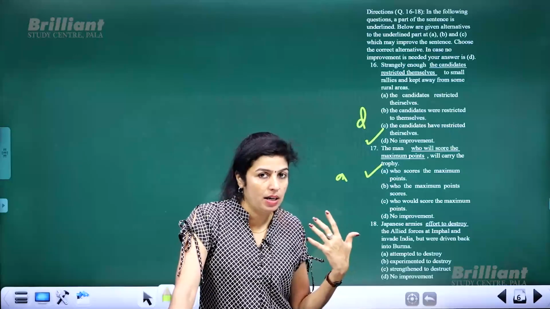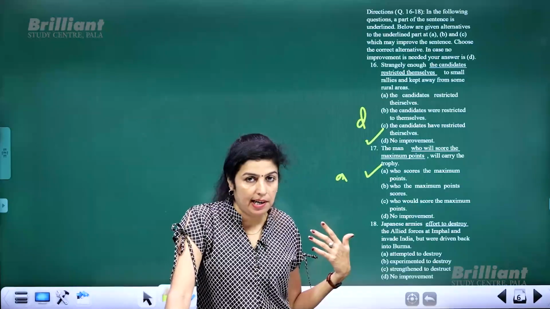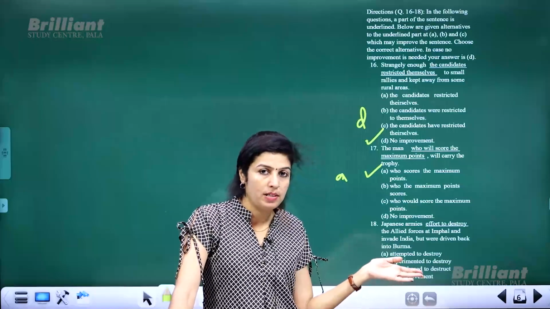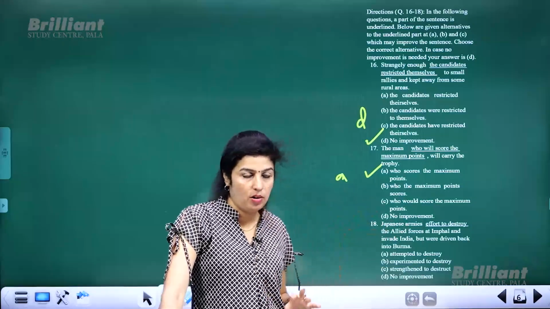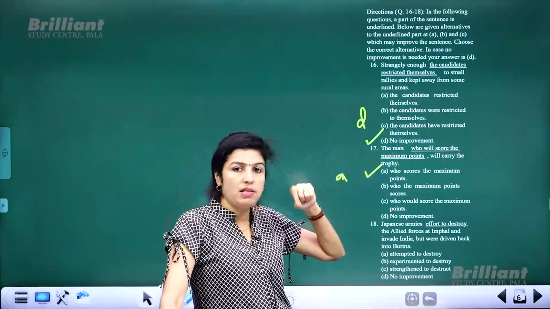So, the man who scores the maximum points will carry the trophy. That means we are giving a condition. It's a clause, that means a possibility is being shared. If he scores good points or maximum points, that means he will get the trophy. So will is used in the second part, and the first part should be in simple present tense.